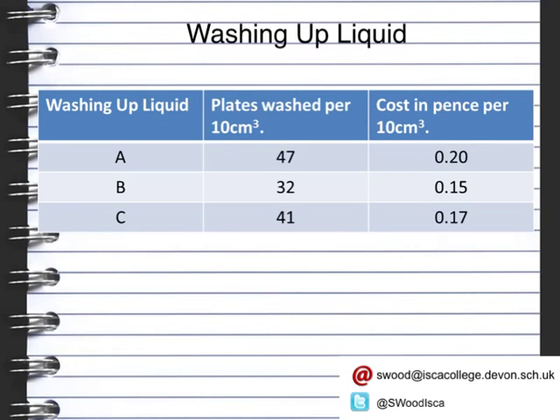Now you may also need to have a look at some data, which we've got an example of here, that might evaluate the effectiveness of washing up liquids. So you've got three different washing up liquids. You've then got how many plates they washed and the cost for that particular washing up liquid. So which one may offer you the best value for money? It will be the one that does the most plates for the least amount of money.